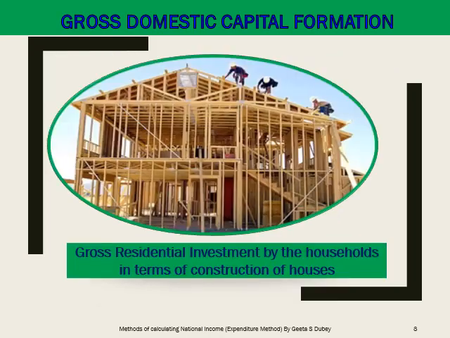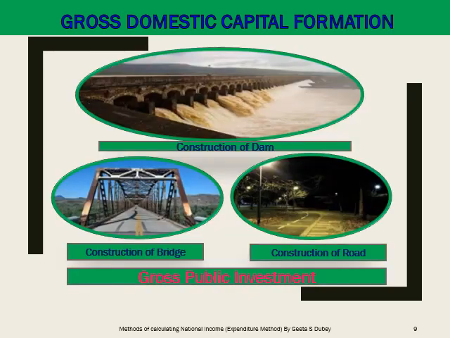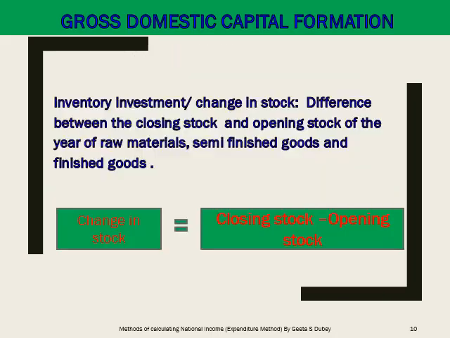The next is residential construction investment. It is the amount spent on construction of residential houses by we, the common household people. And the third category is public investment. It is again the expenditure incurred by the government, say on construction of dams, bridges, roads, schools, hospitals. So it includes capital formation by government. This is again gross in nature, meaning it is undiminished by depreciation.